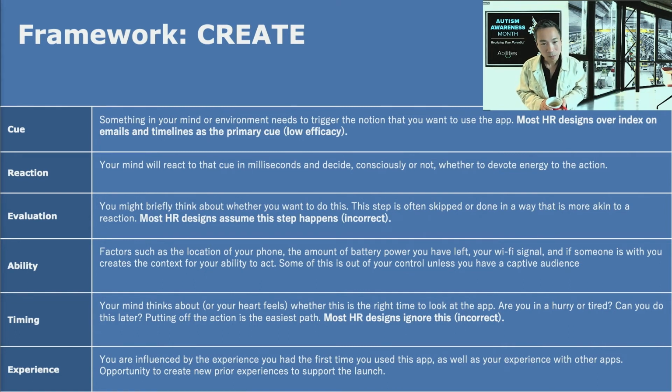Ability: factors such as the location of my phone when that cue happens, the amount of battery power I have left, my Wi-Fi signal, and if someone's with me all contribute to the ability or inability to take action.